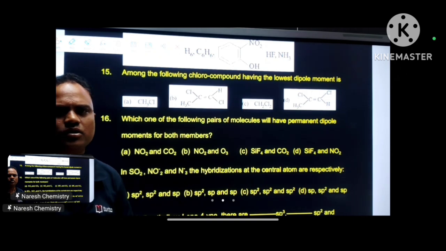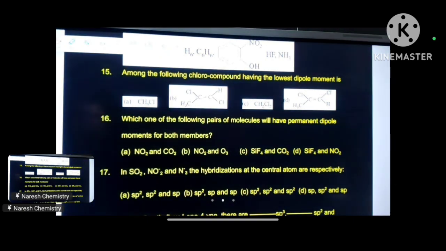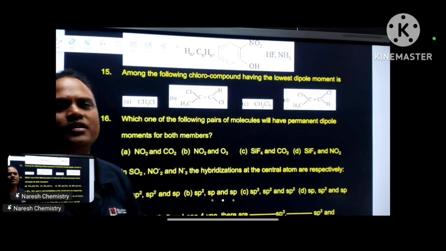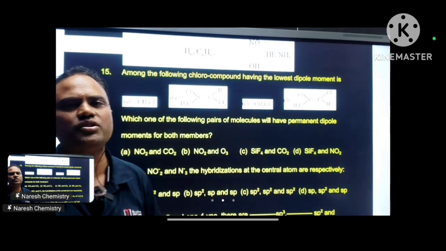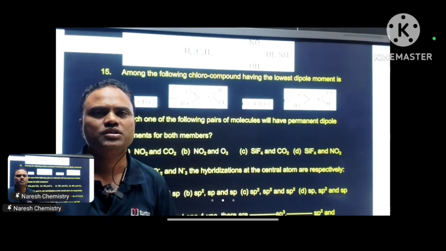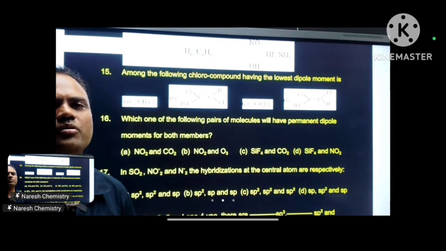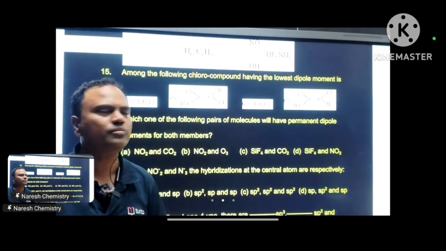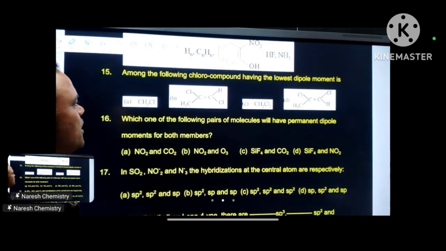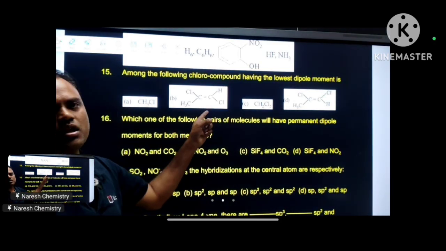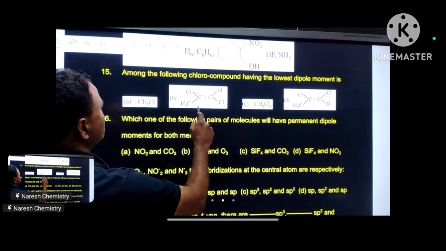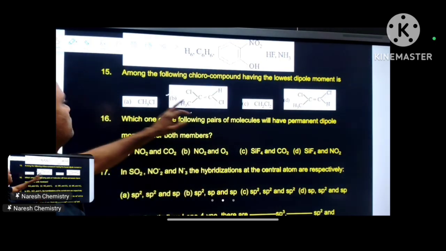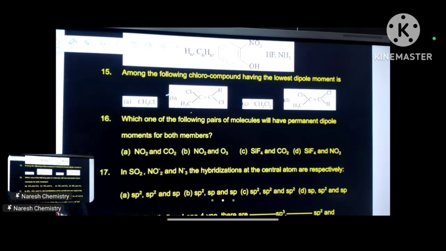Next, among the following fluoro compounds, which has the lowest dipole moment? See, I gave cis and trans examples. Cis and trans, which is having zero dipole moment? Trans is having zero dipole moment. See, where is the trans compound? This is the trans compound, so this has zero dipole moment because it is a trans compound. Next, 16th one.